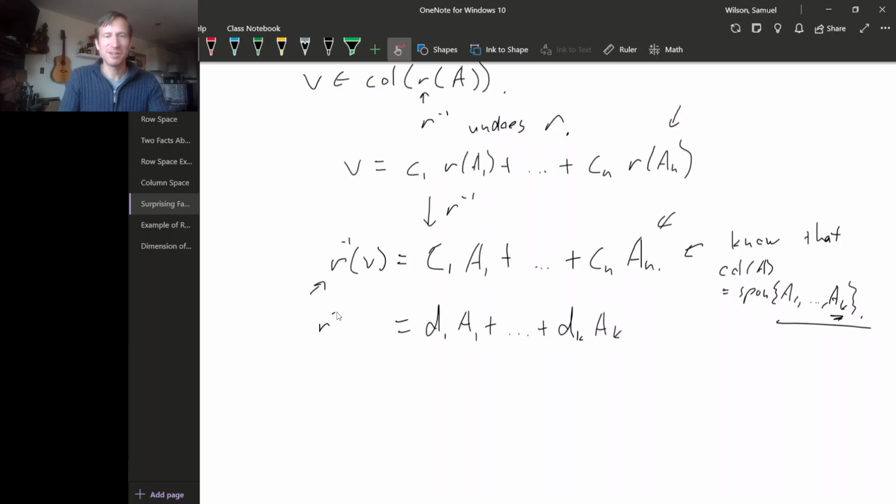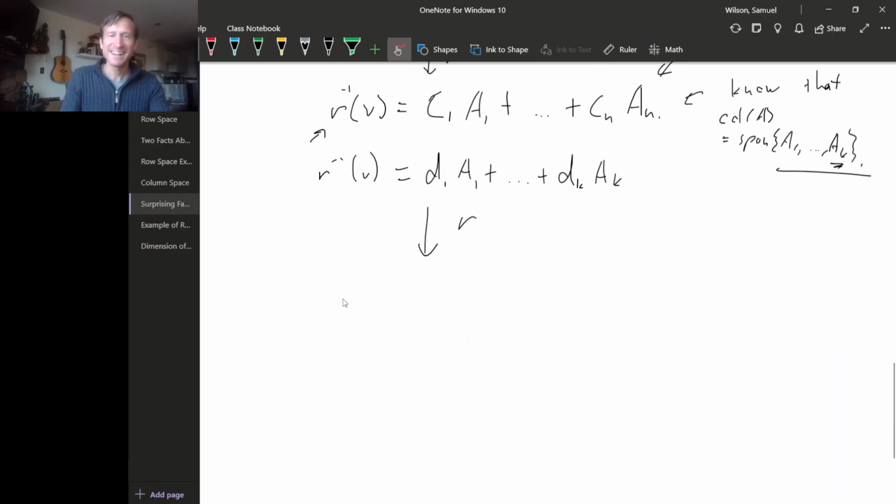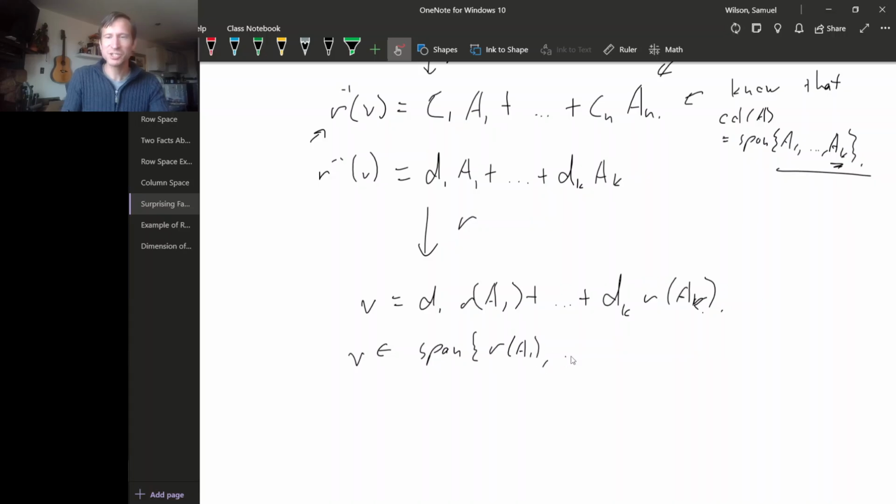All right, so now we know that this vector R inverse of V is this. But now we can hit this all with R again, and this gives us that V is equal to D1 R of A1 plus dot dot dot down to DK R of AK. That should be a K. All right, so this shows that V is in the span of the first column after the row operation down to the last column after the row operation.